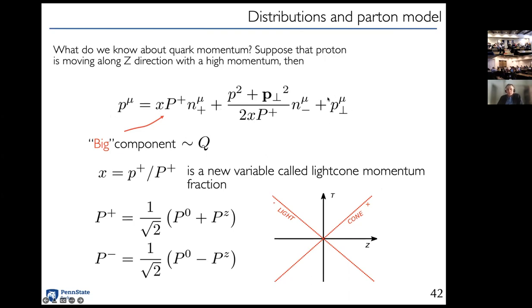Now there will be transverse momentum, of course, and we know that this momentum is almost on shell, so we can parameterize also minus momentum as p squared plus p perp squared divided by 2x p plus, of course. And x here is the light cone momentum fraction, that's the ratio of the plus component of the quark momentum over the plus component of the proton momentum. So the definition of light cone momenta is usual, it's just P0 plus PZ, or P0 minus PZ for the minus direction, and some normalization factors here.